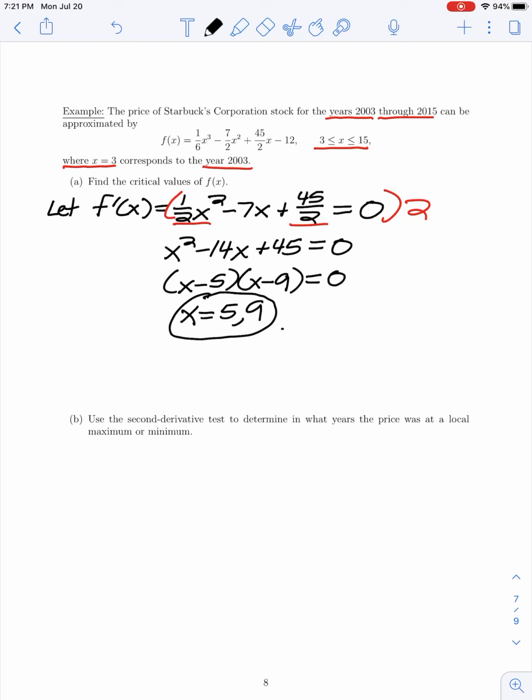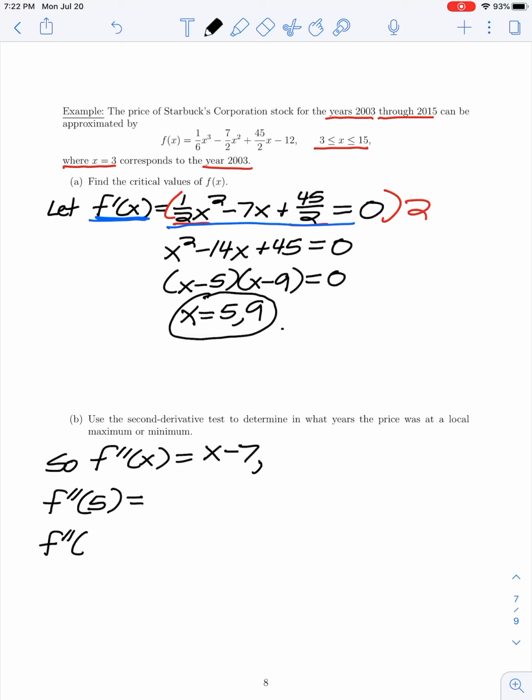Now in part B, we're told again to use the second derivative test to determine in what years the price was at a local maximum or minimum. So we need to first find the second derivative, f double prime. So differentiating the expression that we had for f prime in the first part of the problem, our second derivative would be 1x minus 7. And now we are going to evaluate the second derivative at the critical values we found in part A, namely 5 and 9.